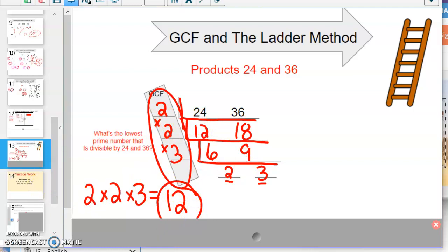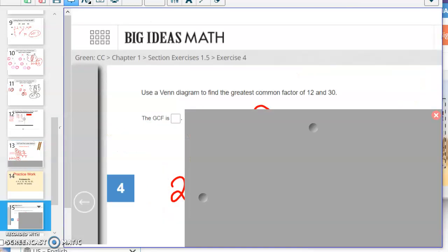And now you should open up your homework assignment, and we're going to get started on your homework assignment together. So the first question says to use the Venn diagram, but I'm actually going to use the ladder method because I find that that was the one that students liked the most.